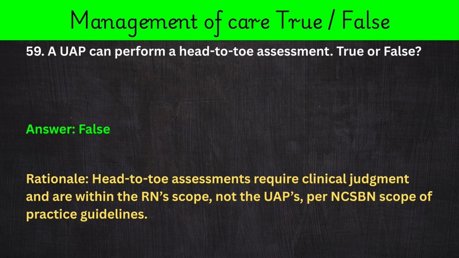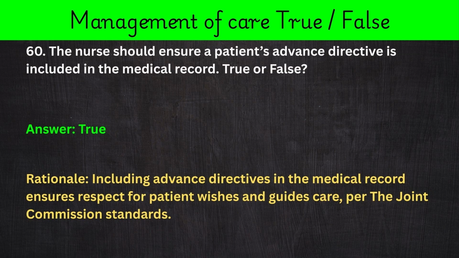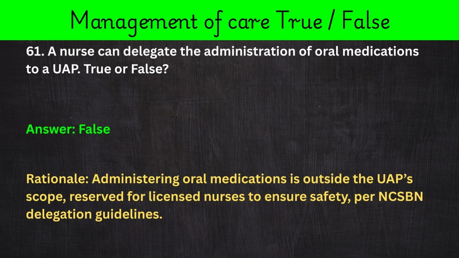True or false? Answer: false. Rationale: Head-to-toe assessments require clinical judgment and are within the RN scope, not the UAP's, per NCLEX-PN scope of practice guidelines. 60. The nurse should ensure a patient's advance directive is included in the medical record. True or false? Answer: true. Rationale: Including advance directives in the medical record ensures respect for patient wishes and guides care, per the Joint Commission standards. 61.